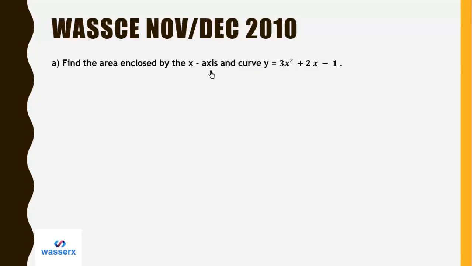Then we have this one. Find the area enclosed by the x-axis and the curve y equal 3x squared plus 2x minus 1. Now to do this, you see they said the area enclosed by the x-axis and the curve. So we find where the curve meets the x-axis. When the curve meets the x-axis, at that point y will be equal to 0. So y will be equal to 0 whenever the curve meets the x-axis. So we equate this to 0.